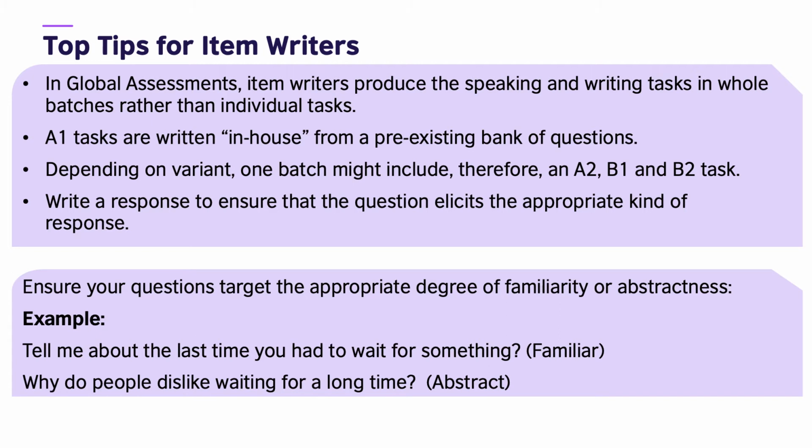We will now take a look at some further considerations from the perspective of item writers. Unlike our reading and listening content, speaking and writing tasks are commissioned in batches. This means that you will write an entire speaking or writing test. A1 tasks are now produced in-house from a batch of pre-existing questions and are no longer sent out to item writers. Depending on the variant, therefore, a batch might include Task 2, Task 3, and Task 4, which correspond to A2, B1, and B2 levels.